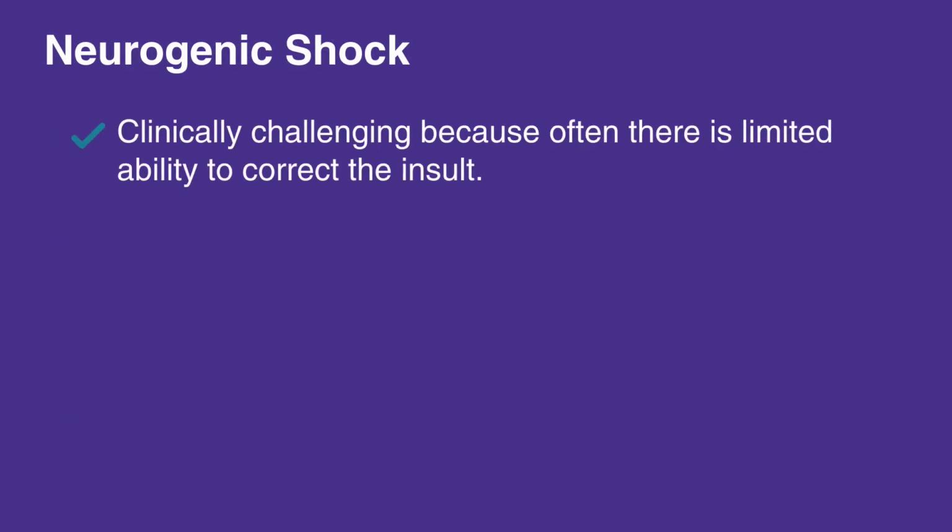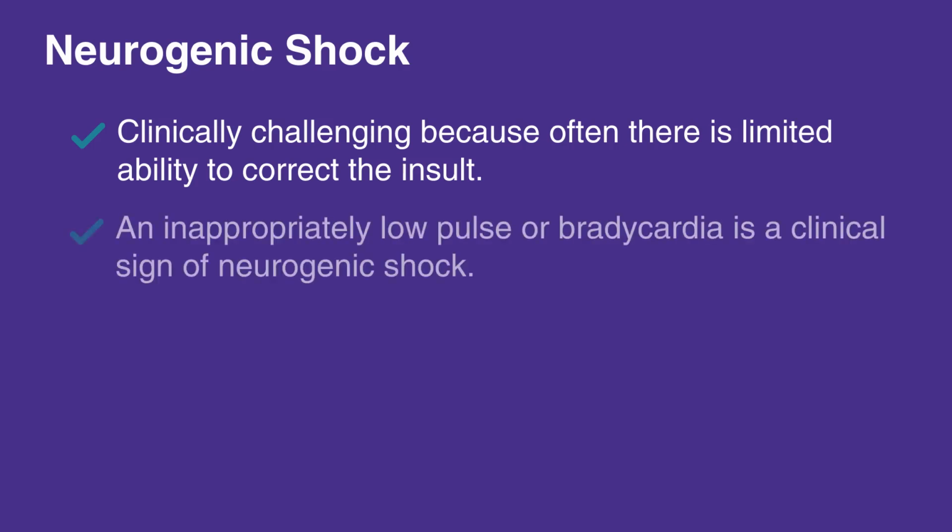Neurogenic shock is clinically challenging because often there is limited ability to correct the insult. Injury to the autonomic pathways in the spinal cord results in decreased systemic vascular resistance and hypotension. An inappropriately low pulse or bradycardia is a clinical sign of neurogenic shock. Therefore, treatment is focused on fluids first.